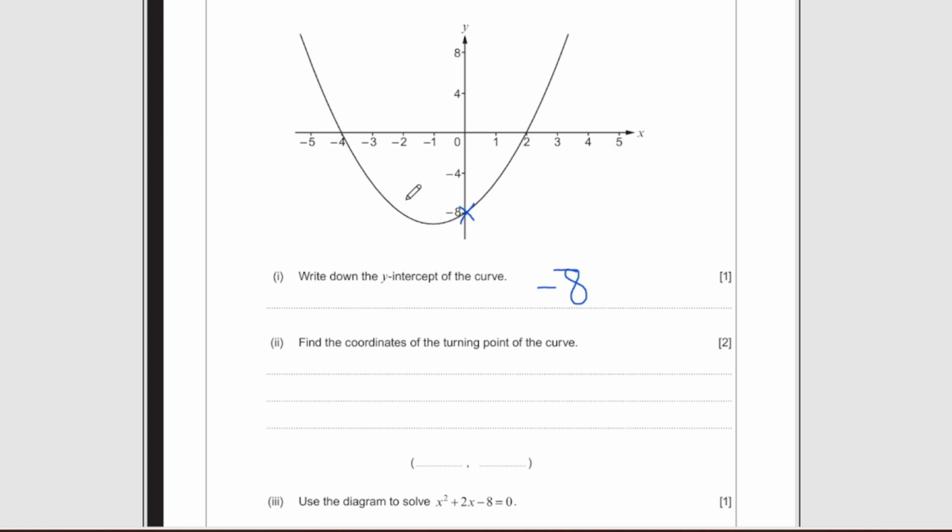That is the point where the curve starts to go in the opposite direction, so just about there. In fact, it's just a little bit further across. About there, give or take. So the x-coordinate is -1. The y-coordinate is just below -8, so -9. -1, -9. The turning point is where the line starts to turn, like the bottom of the curve.